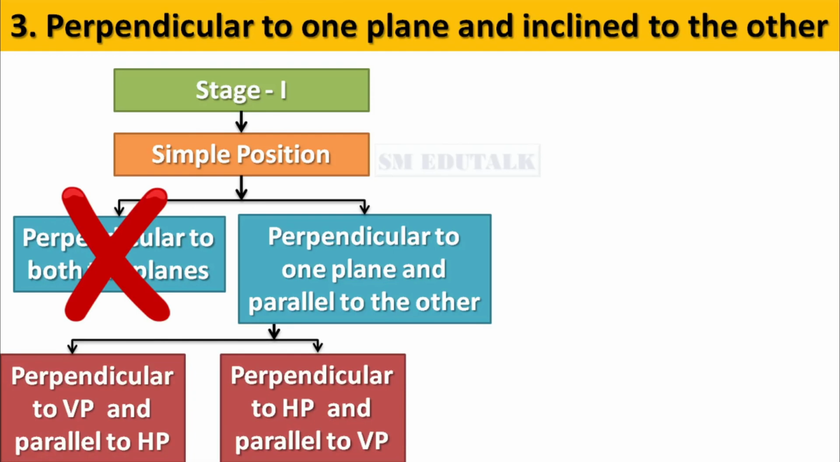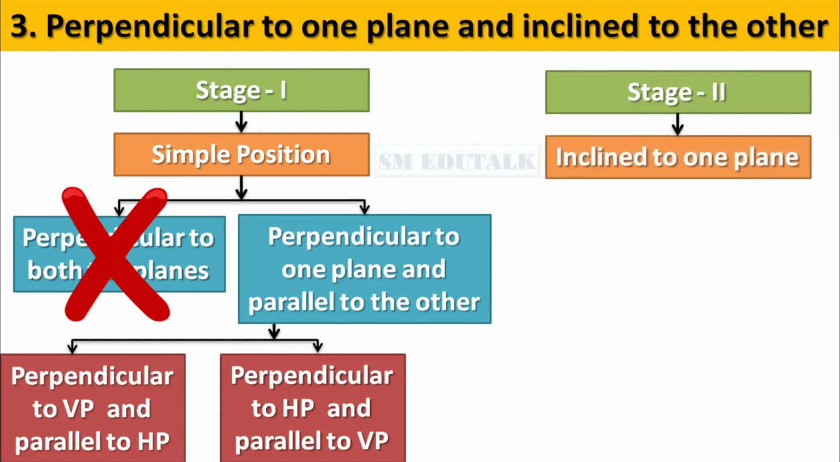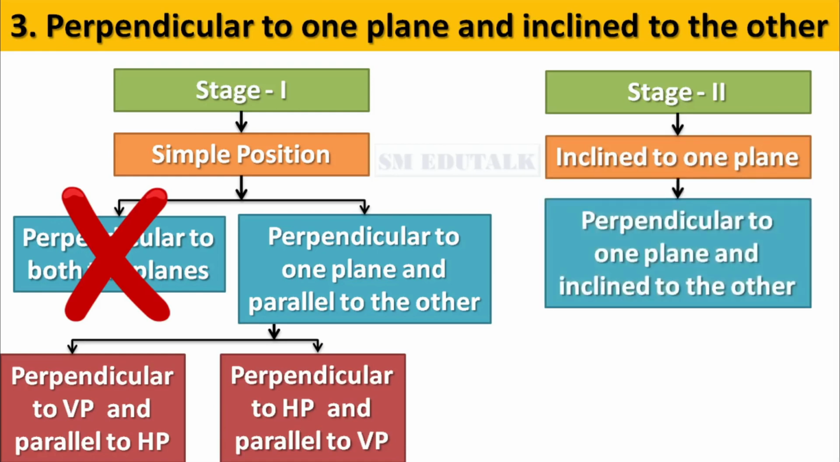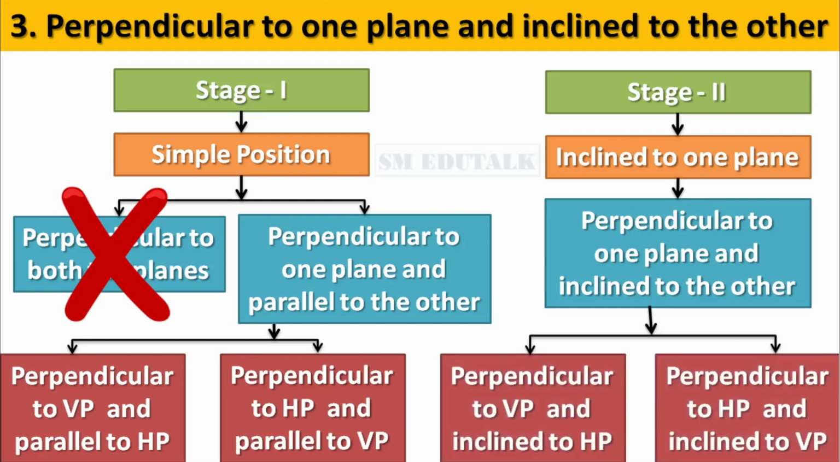Once the front view and top view have finished in stage 1, then we enter into stage 2. It represents the inclined position of the plane. Inclination to one plane is given. What about the other condition? You may have this question. The other condition by default is perpendicular to the other plane only. This third position also has two subpositions. They are perpendicular to VP and inclined to HP. Then perpendicular to HP and inclined to VP. I'll explain this concept using a problem.